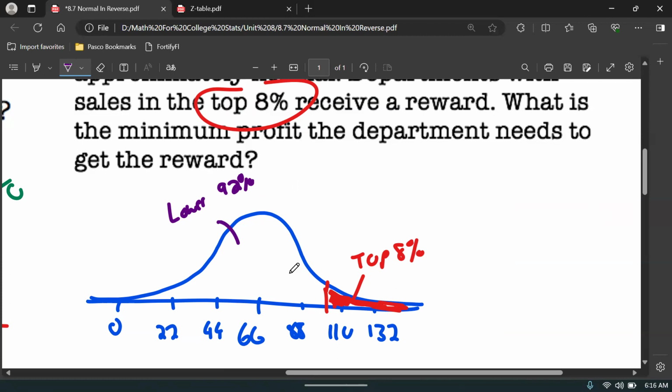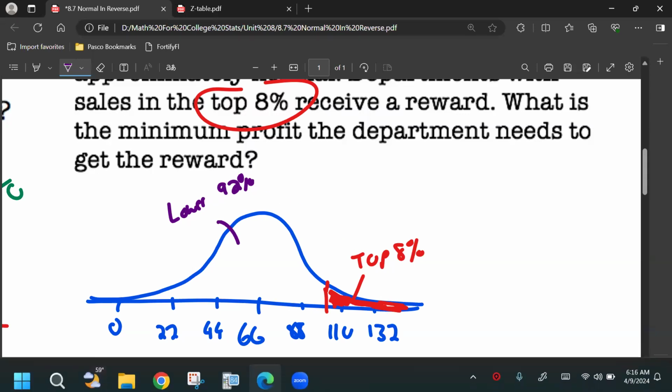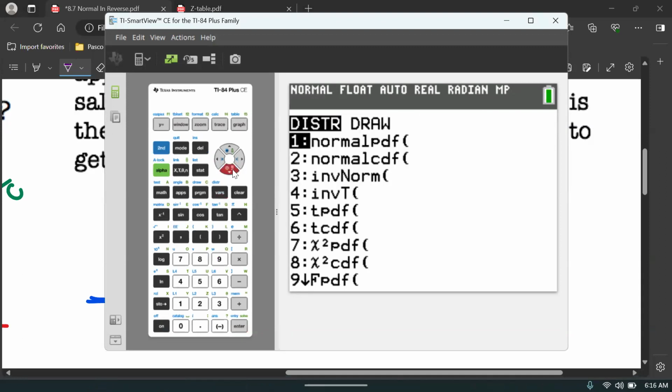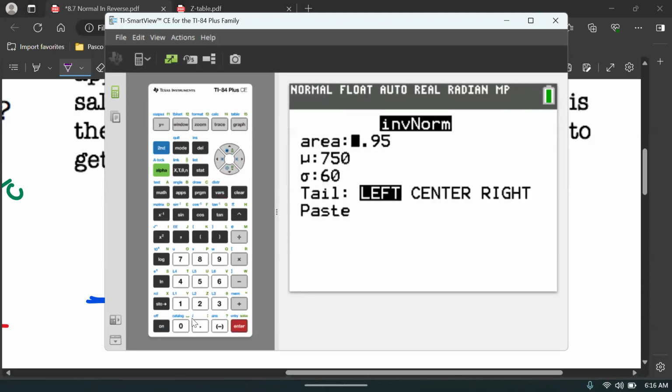But again, because most of the calculators default to the left, you're going to have to use 92 instead of 8. So I'll show you that real quick in the calculator. So again, we go to second vars, we go to inverse norm. And now, if you have a standard calculator from school, you're going to use 0.92, not 0.08. Yes, it is top 8%, but remember, top 8% separates the bottom 92%. You understand what I'm saying? 92% to the left, 8% to the right.